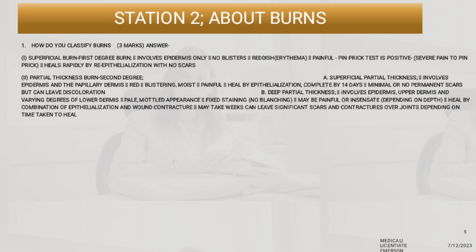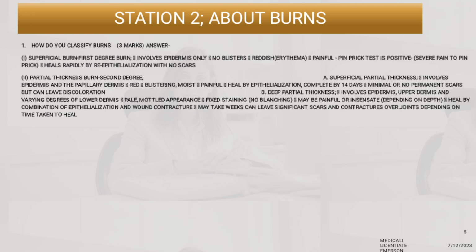And then deep partial involves the epidermis, the upper dermis, and varying degrees of the lower dermis, in short, the reticular dermis. It looks pale and mottled, and there is fixed staining, meaning no blanching. When you press on the skin, it won't blanch. Then it may be painful or insensitive, depending on the depth. Then how does it heal?